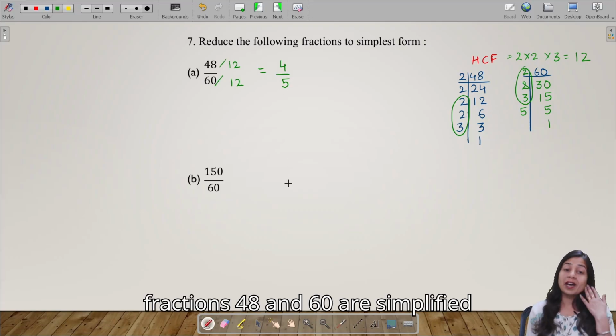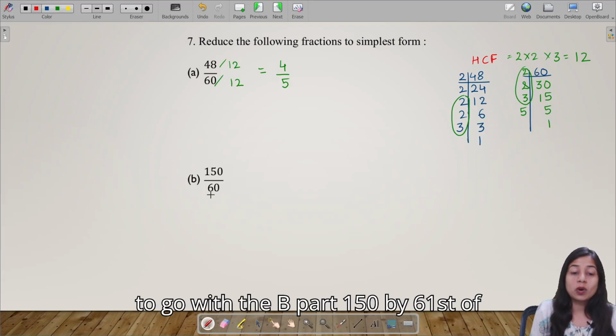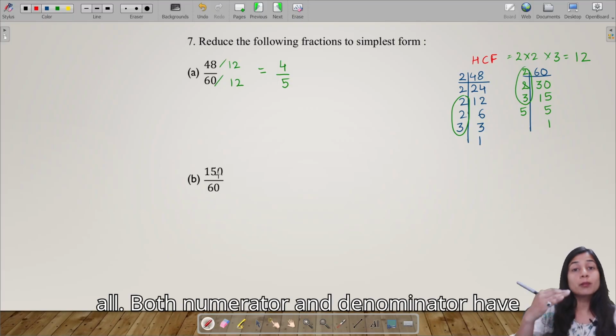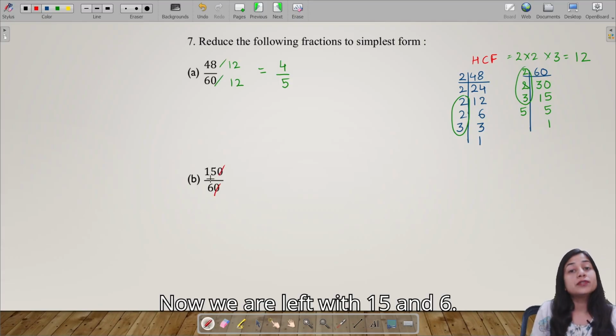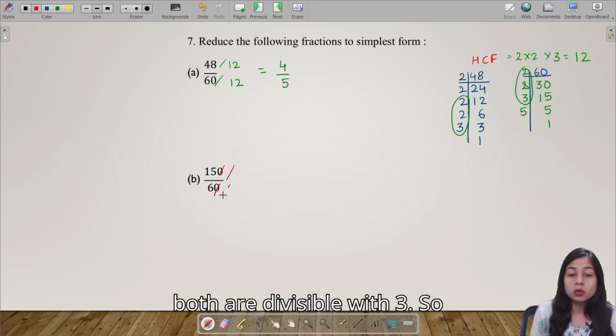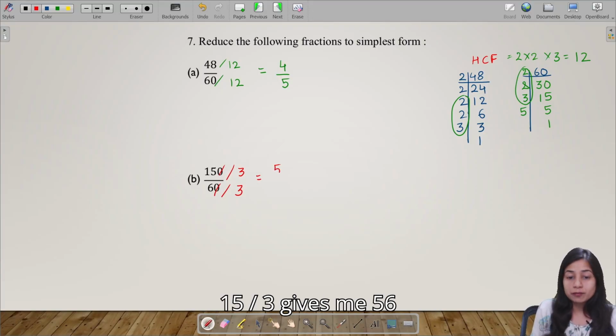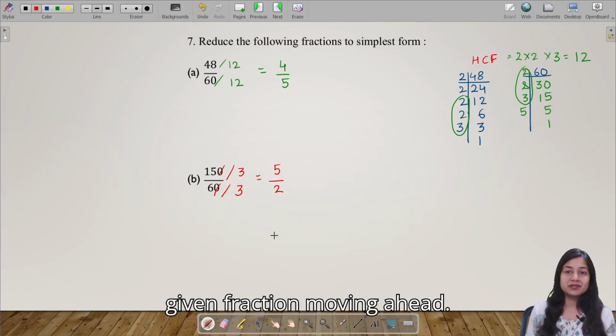So now the fraction 48 by 60 is simplified to 4 by 5. Similarly, we're going to go with the B part, 150 by 60. First of all, both numerator and denominator have 0 at the end, so we're going to cancel them. Now we are left with 15 and 6. So here we can clearly see that both are divisible by 3. So 15 divided by 3 gives me 5. 6 divided by 3 gives me 2. So here 5 by 2 is the simplest form of the given fraction.